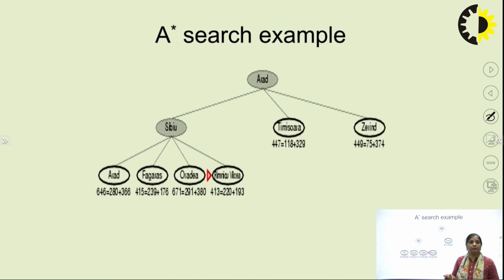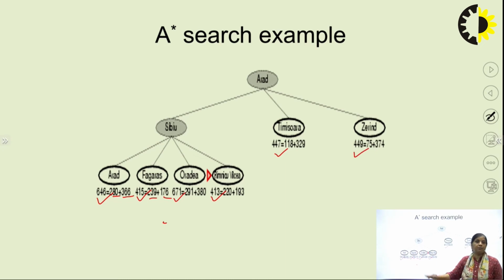From Sibiu we have 4 neighbors: Arad, Fagaras, Oradea and Rimnicu. Now when we talk about Arad, the distance from Sibiu to Arad is 280, and the SLD from Arad is 366. We already know that. Same for Fagaras, 239 and 176. Now when we take all these calculations, we find 646, 415, 671 and 413. And the two which we have already generated, Timisoara and Zerind, have 447 and 449.